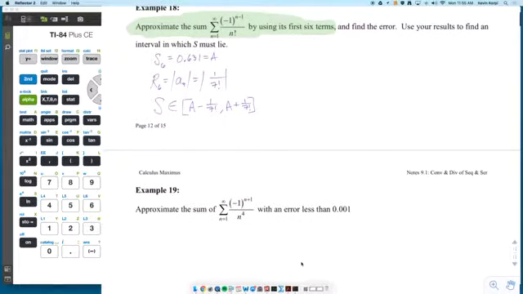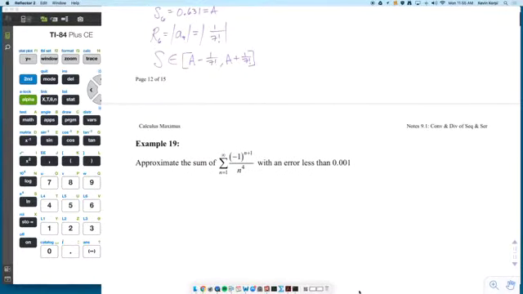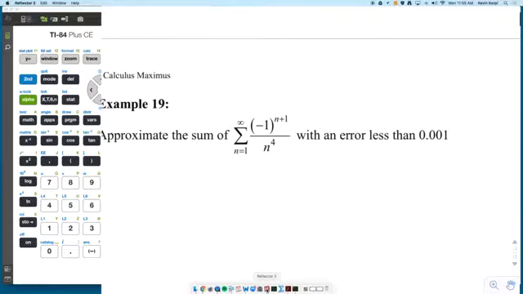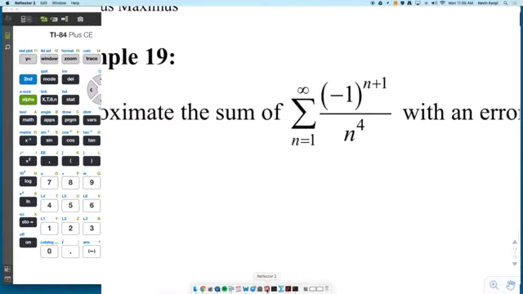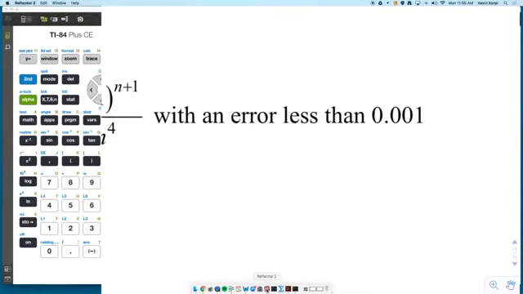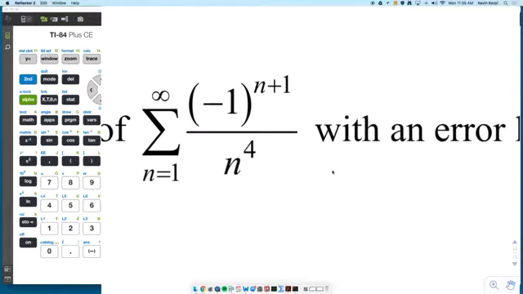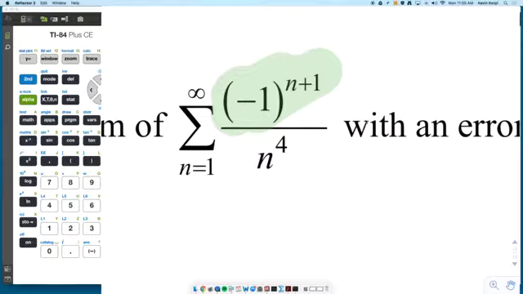All right. Here's kind of a slight twist on that. Example 19. It says approximate the sum of this guy here so that the error is less than 0.001. All right. How do you think we'd go about doing this? First of all, is it an alternating series? Yeah. Does it converge? Yes. Absolutely or conditionally? Absolutely, it converges absolutely. Yeah, because without the alternator, it's going to be a convergent p-series. So this then converges absolutely.